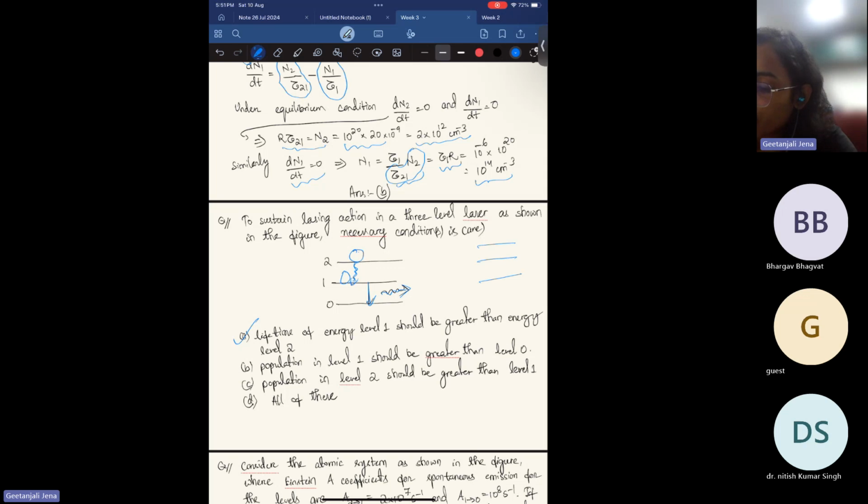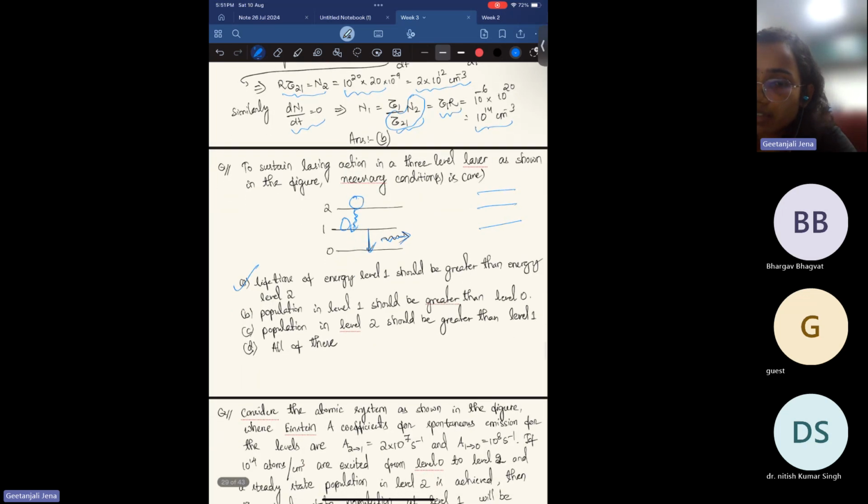And the second one is that the population in level 1 should be greater than level 0. That means N1 should be greater than N0, which is also the case. For population inversion, you require that N1 should be greater than N0. So this is also correct. And the third is that the population in level 2 should be greater than level 1. This is not the case. For population inversion, what we need is that the population here should be greater than the population here. So this is not the case.